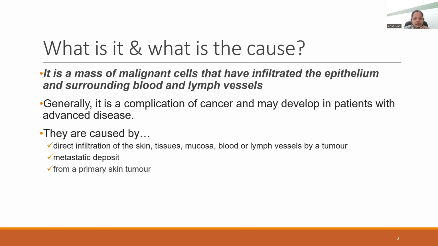So, why are they caused? It occurs because of direct infiltration, as said above. It will invade the mucosal layer, blood and lymph vessels. Then it can also occur because of any distant metastatic deposit, so that is also possible. And of course, where the tumor is in the skin itself, when there is a primary skin tumor, they also tend to develop this type of ulcer.